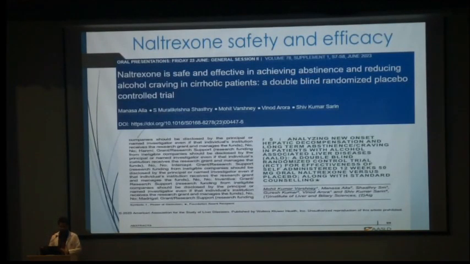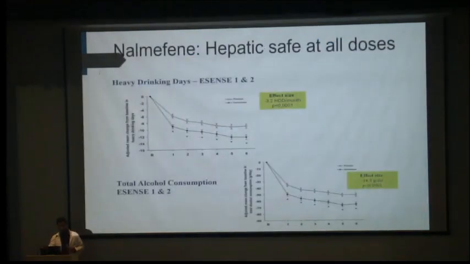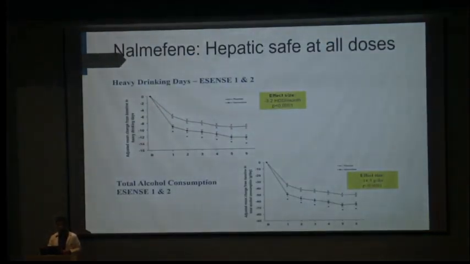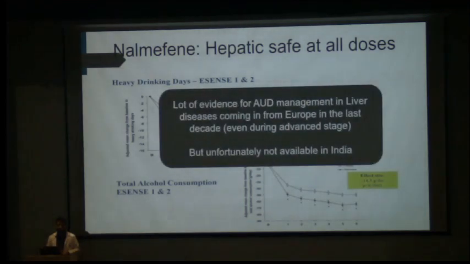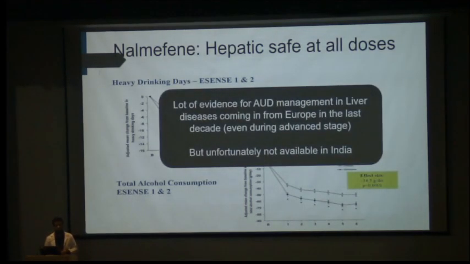So naltrexone, in people who do not have liver disease, is a standard of care, a first-line medication for almost all people with alcohol dependence, and gradually the evidence for liver disease is building up. The other alternative to naltrexone is nalmefene, which is hepatically safe at all doses, even to begin with. But the problem with nalmefene is that despite evidence coming from European countries in the last decade or so, unfortunately this medication is not available in India and even in the United States of America.